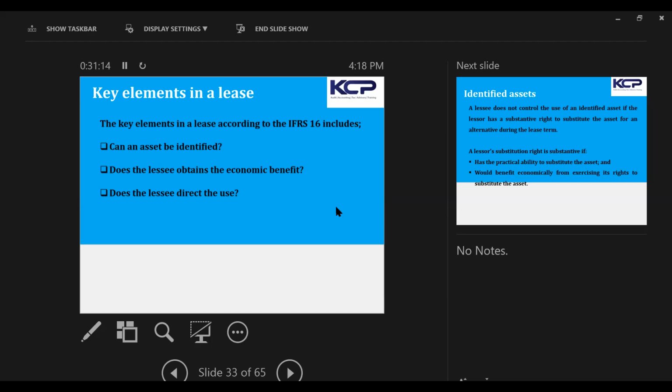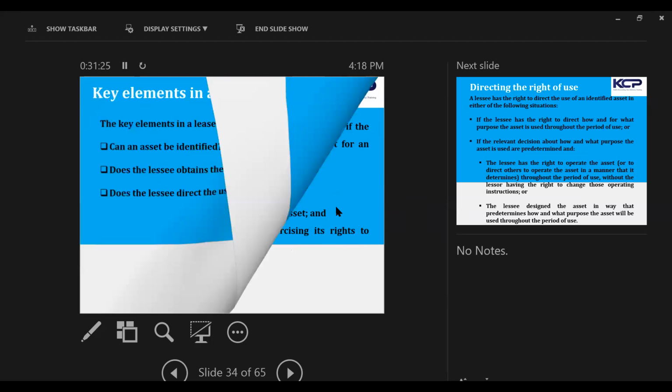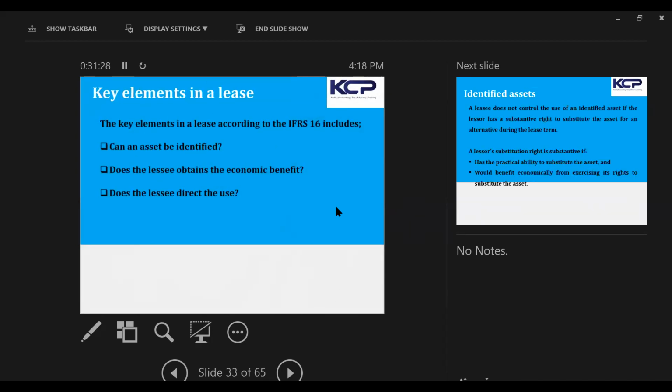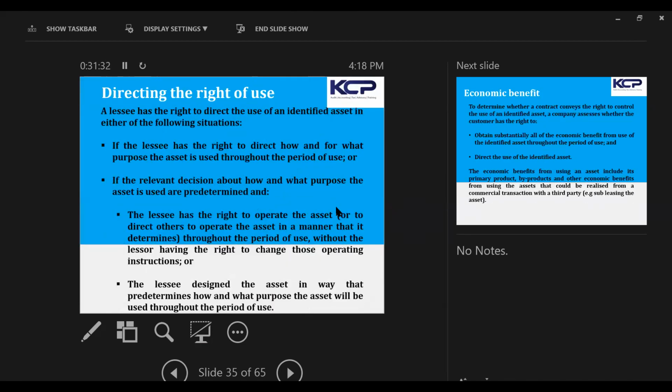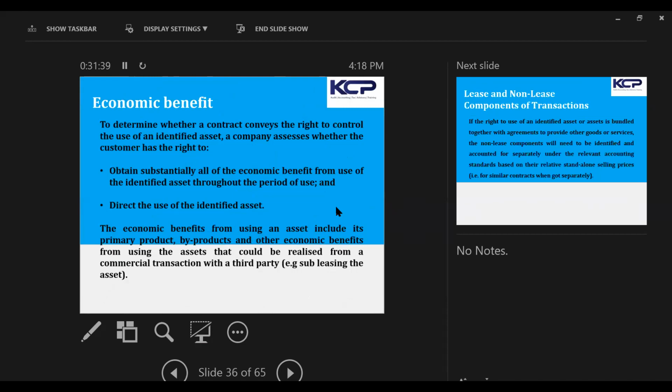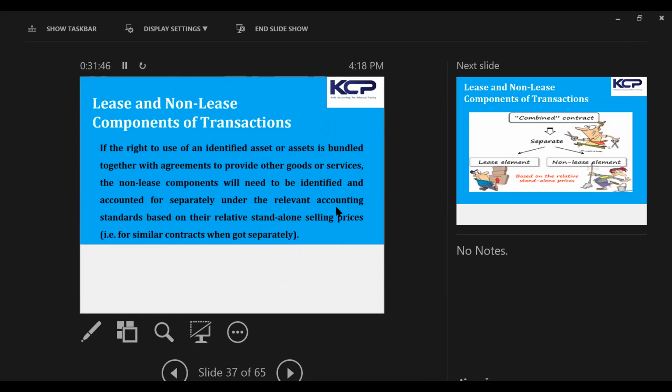I hope that is clear. All right, so you need to identify the assets, know the features of the assets, which is part of the measures I earlier explained, itemized here. Directing the use, which is also talking about the control, just a way to further explain all of that. The economic benefits have to flow to you, right? Which is also not far-fetched from what we have learned before.